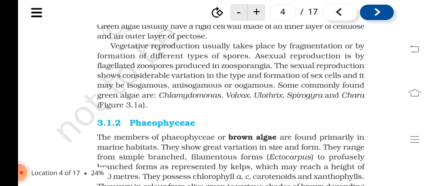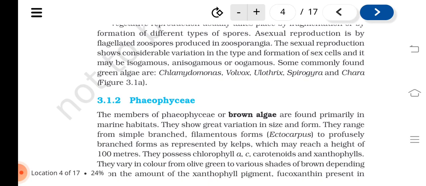Asexual reproduction is by flagellated zoospores produced in zoosporangia. The sexual reproduction shows considerable variation in the type and formation of sex cells, and it may be isogamous, anisogamous or oogamous. Some commonly found green algae are Chlamydomonas, Volvox, Ulothrix, Spirogyra and Chara. Figure 3.1a.